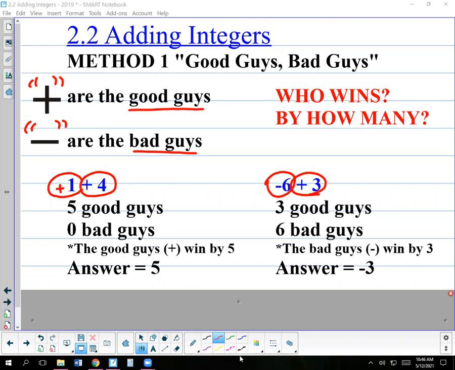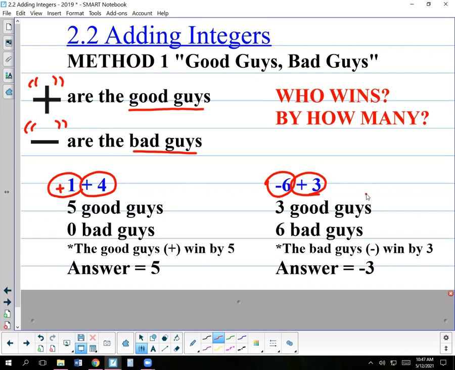Okay, number 13. Again, who's winning the battle? I got more negatives than I do positives. Don't think about the numbers itself, like the value. Who's gonna win the battle? The bad guys are gonna win, that's why it's negative, and by how many?